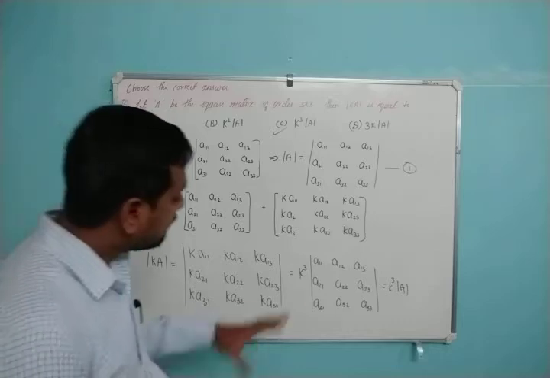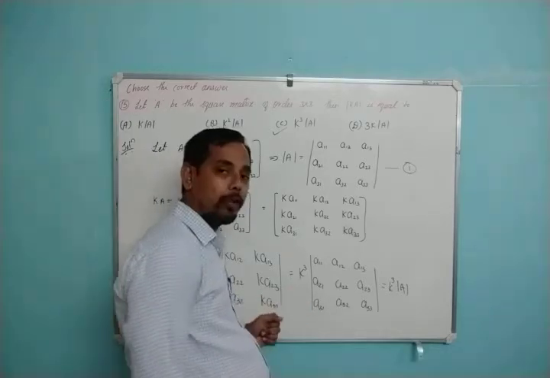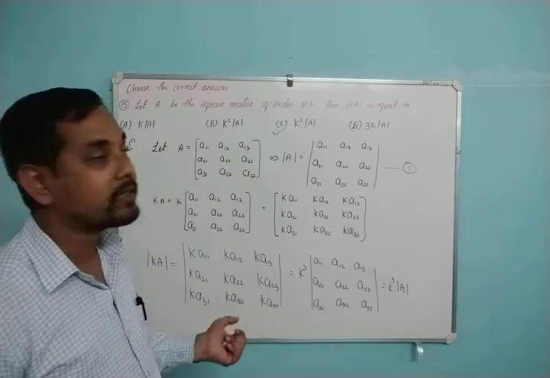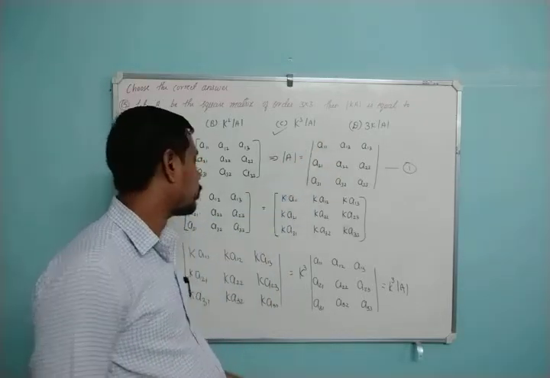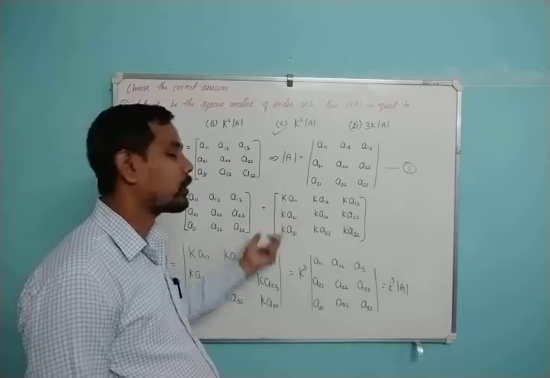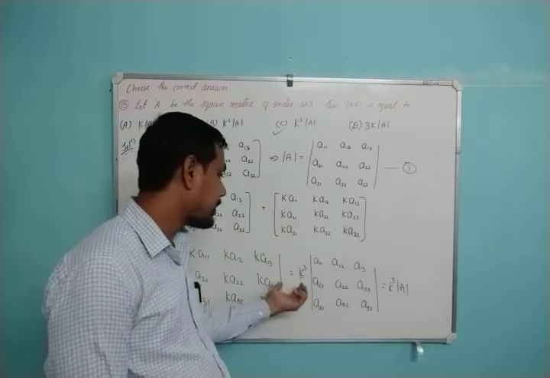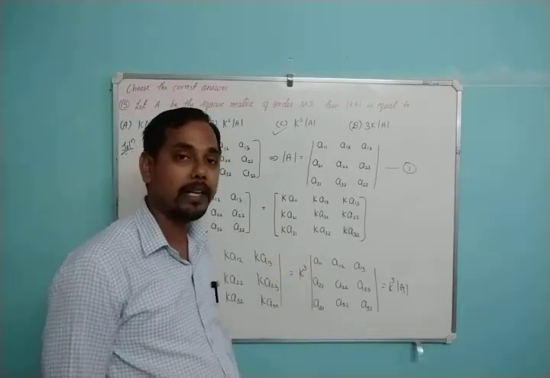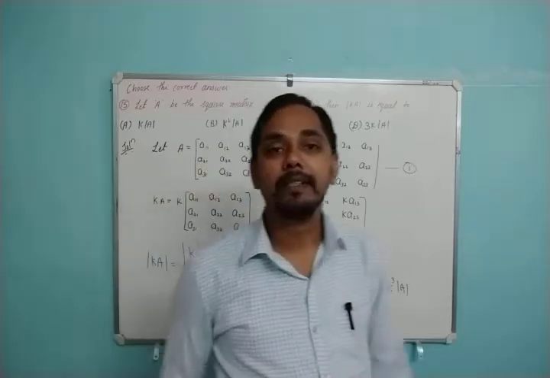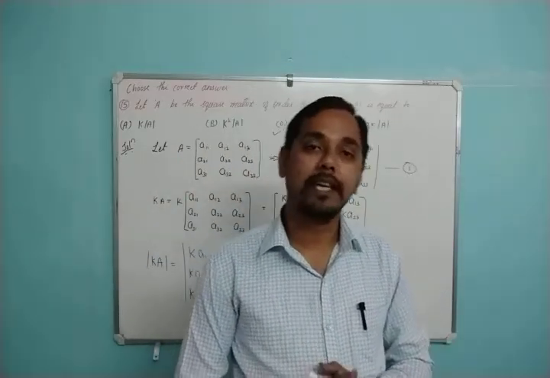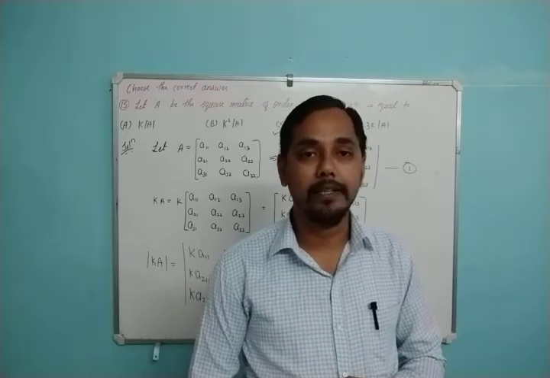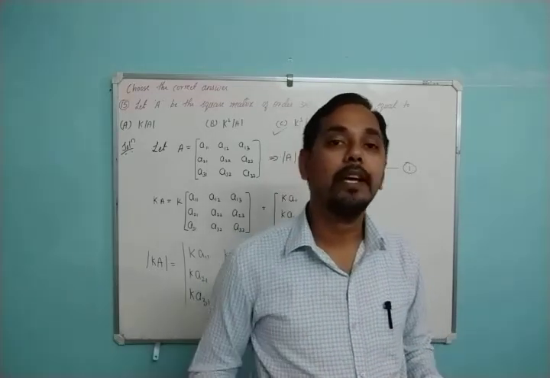So if this is a 3 cross 3 matrix, I got K cube here. If it was a 2 cross 2 matrix, then only A11, A12, A21, A22 would be there. Then K from the first row, K from the second row will come out. What remains? K square into determinant A. If it is a 3 cross 3 matrix, it is K cube into determinant A. If it is a 2 cross 2 matrix, it is K square into determinant A. So this is important, directly you can mark it.